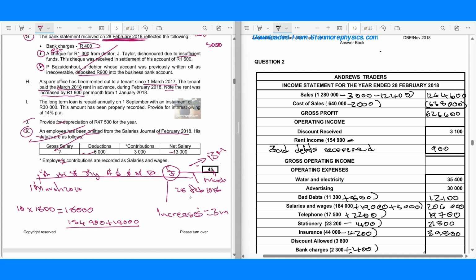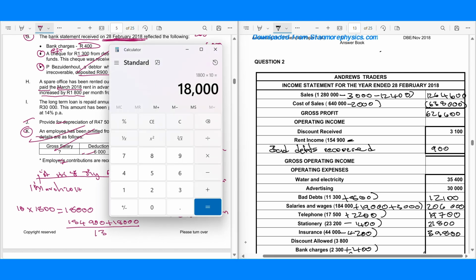What is the total number of months? It's not 12, it's 13 because we received rent for March. It's 13 months. So this is how you will do it, the easiest way. So plus 154,900.